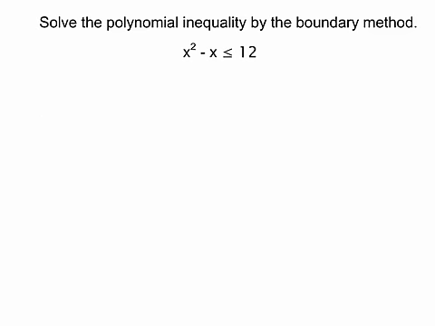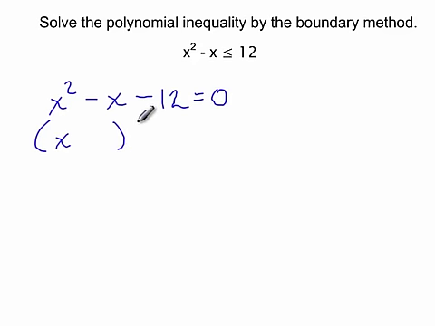Let's get to work. So I need to factor this like it was equal to 0 in order to find my zeros. So I'm going to get everything on one side equal to 0. x squared minus x minus 12 equals 0. I subtracted 12 from both sides. Let's factor it. That will be x times x.